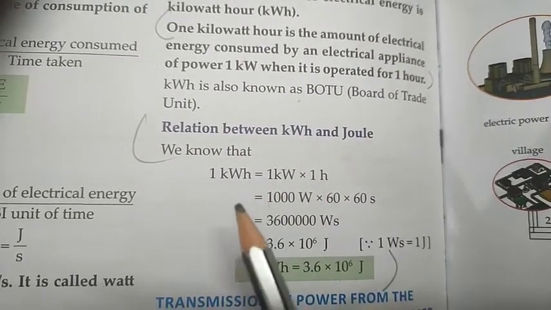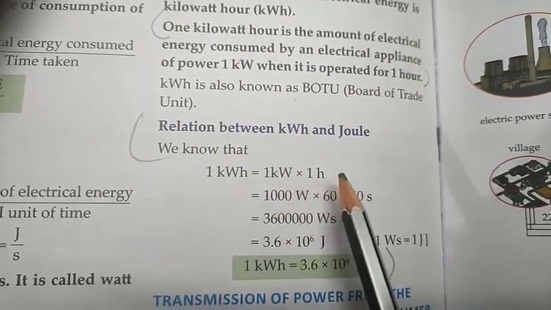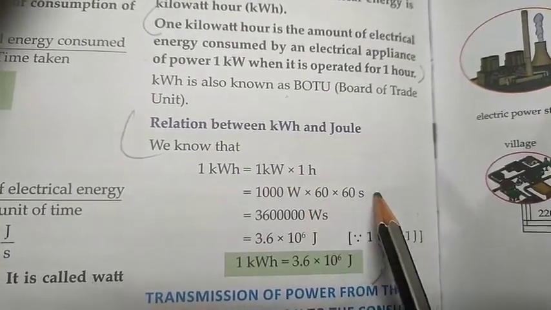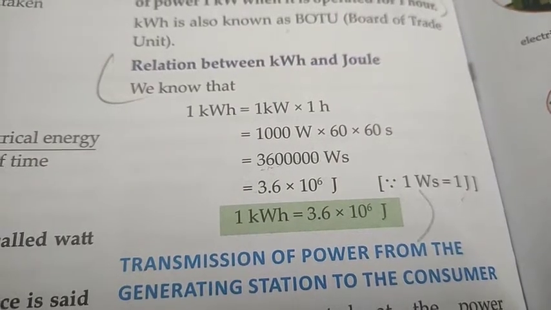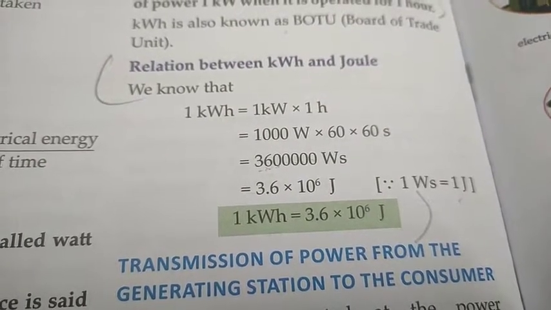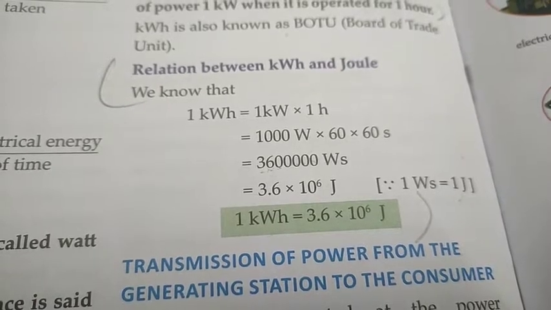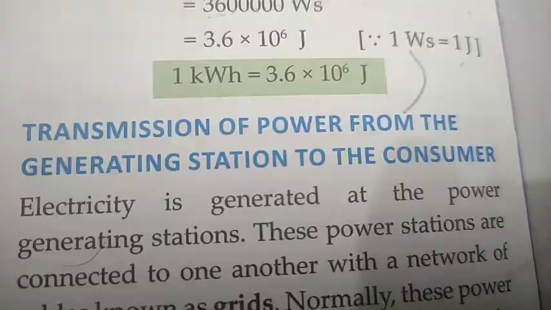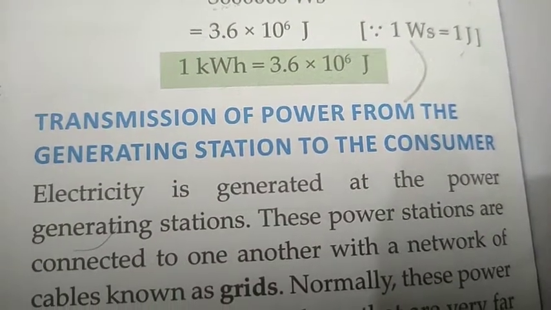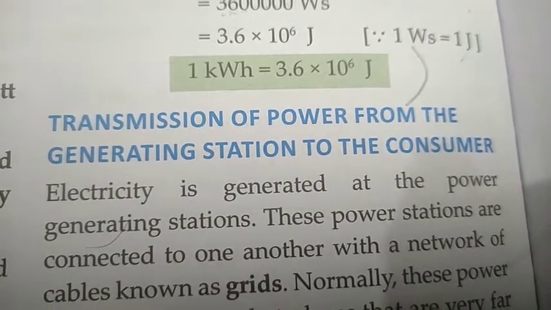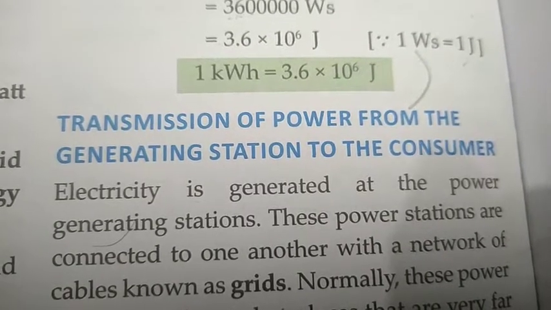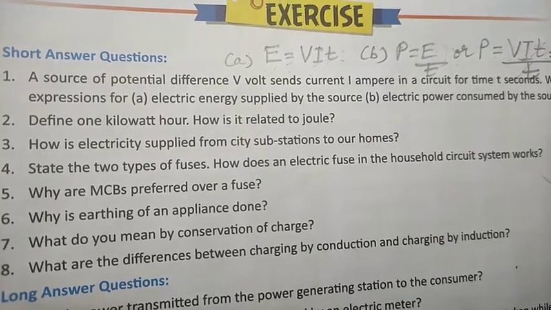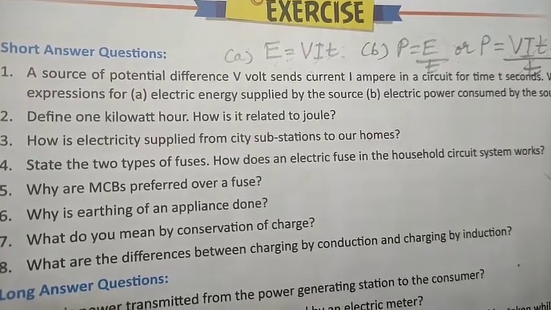As we know, 1 kilowatt hour equals 1 kilowatt into 1 hour equals 1000 watt into 60 into 60 seconds equals 36 lakh watt second equals 3.6 into 10 raised to the power 6 joule. Since 1 watt second equals 1 joule, so 1 kilowatt hour equals 3.6 into 10 raised to the power 6 joule.